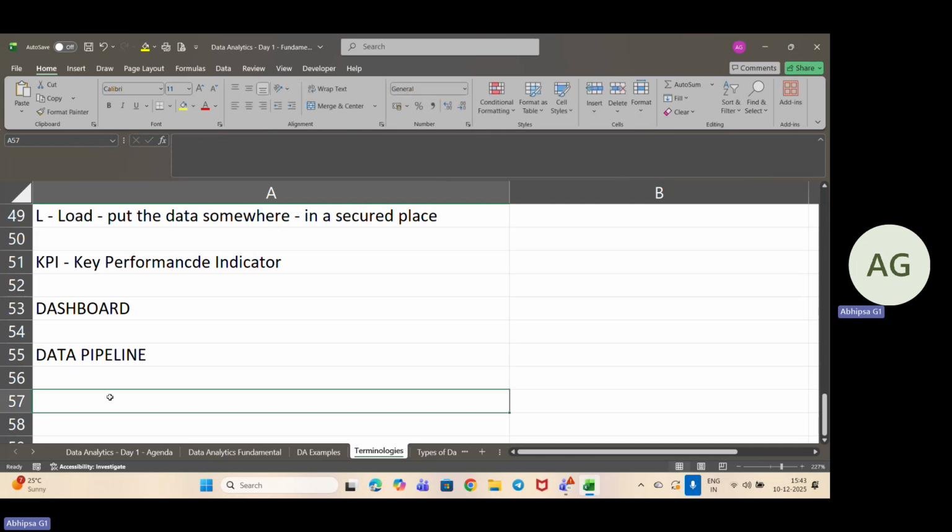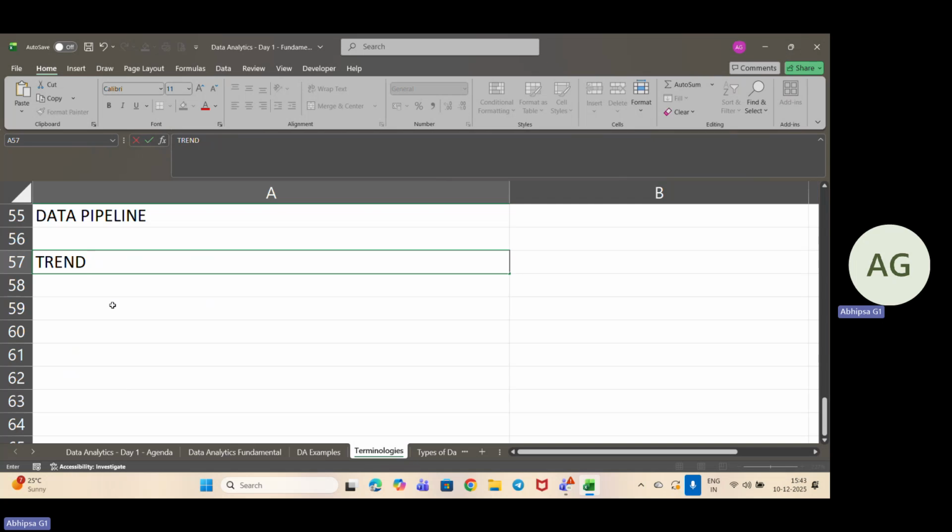Next, what is trend? Trend is the pattern over a specific period of time. The pattern over a time is called the trend. What is the pattern the data is following over a period of time? That is called trend.